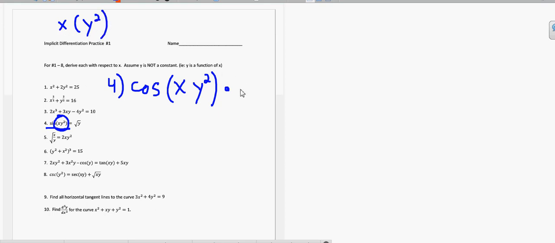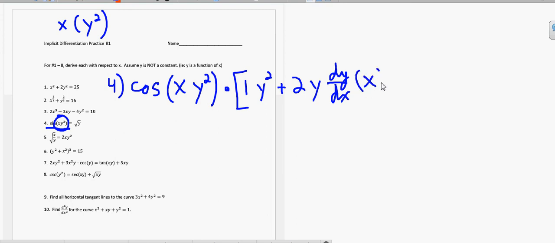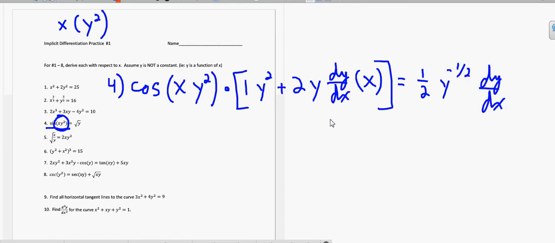Product rule says derive the first thing. I'll put this in brackets because we're multiplying it. So that's 1 times y squared plus 2y dy/dx. That's the derivative of the second times x. So that's what chain rule says to do. A little bit nasty, but really not too bad. It's just a bunch of derivatives at once here. Square root of y turns into 1/2 y to the negative 1/2 dy/dx.